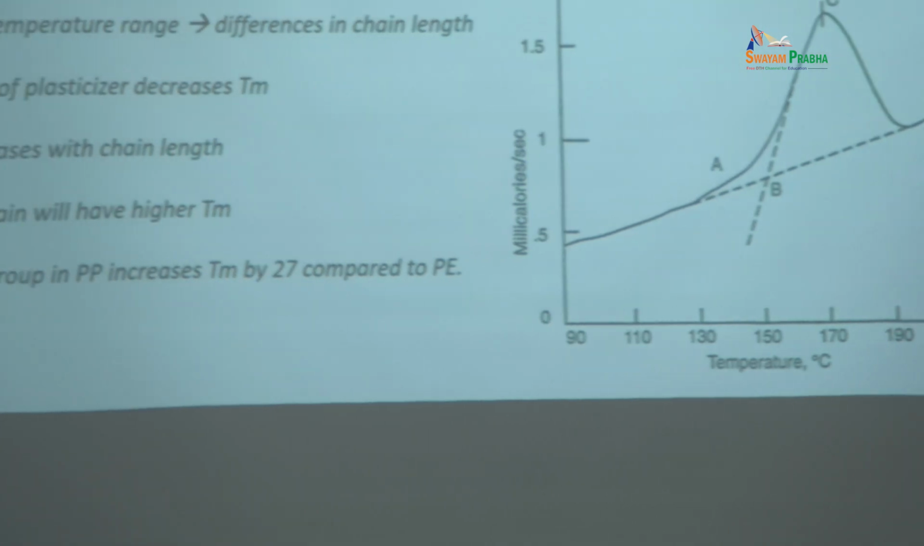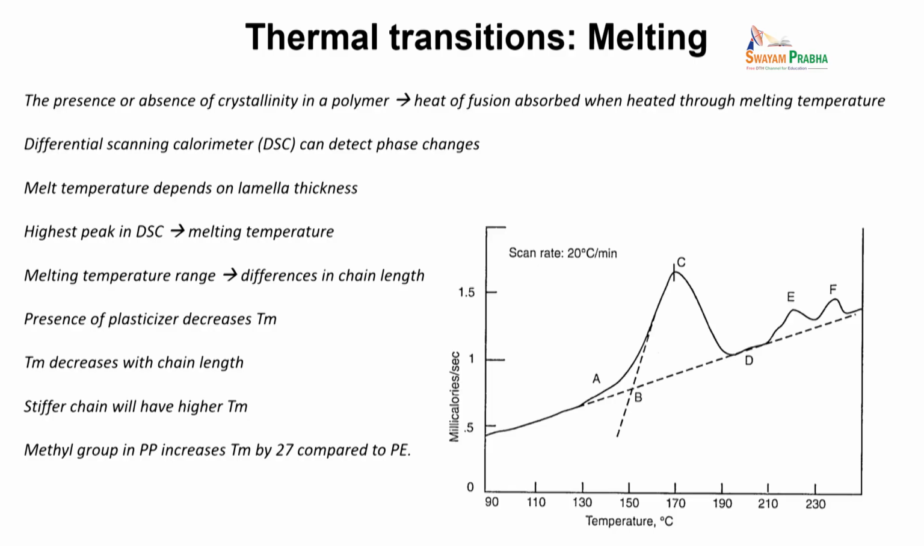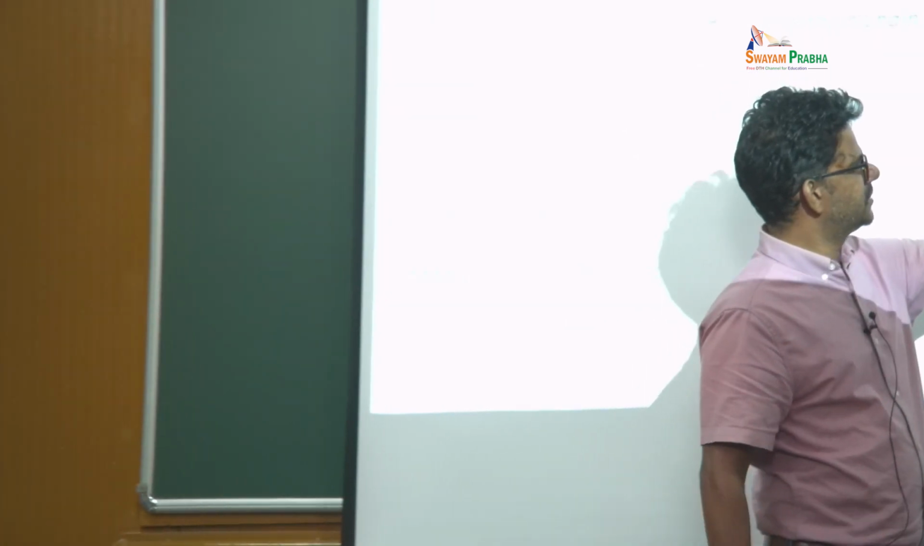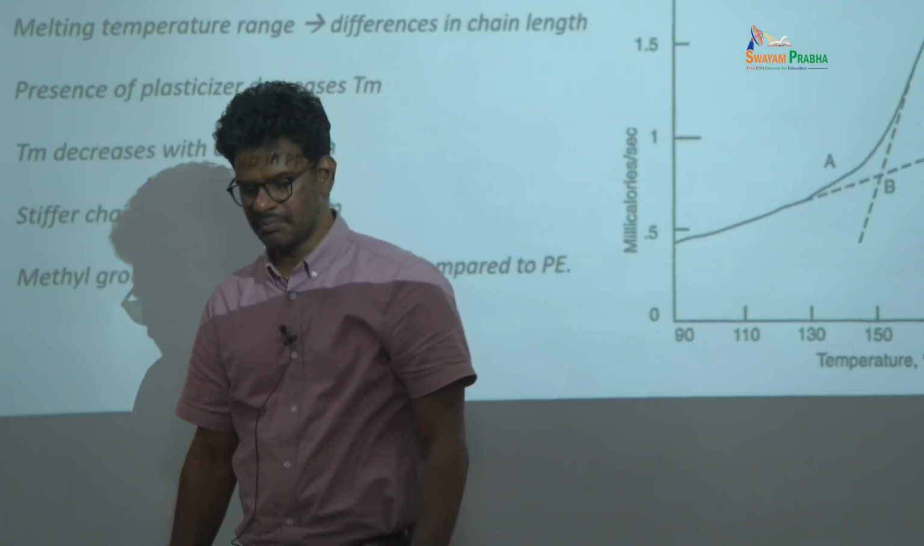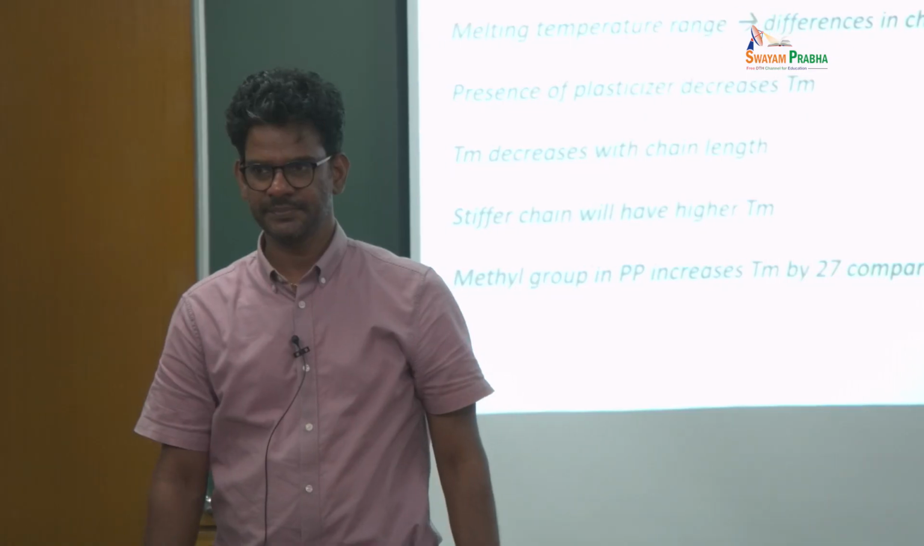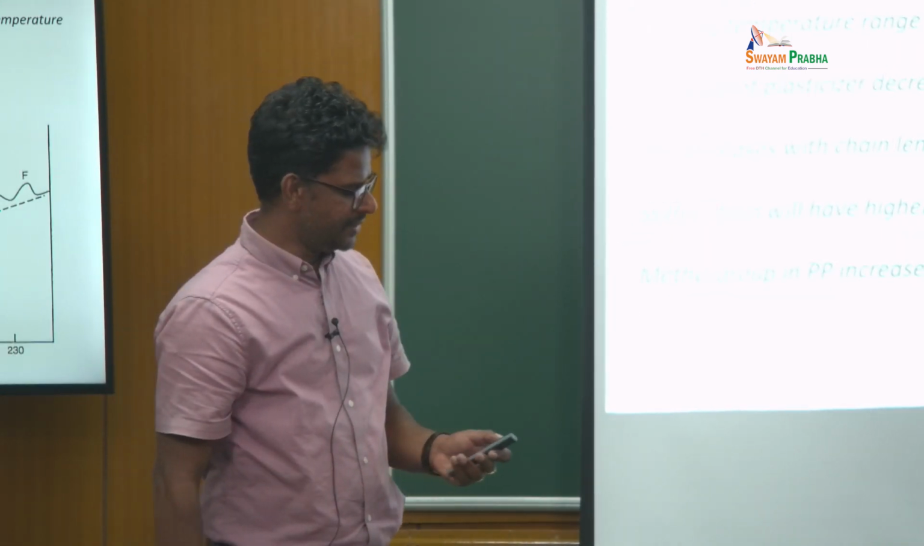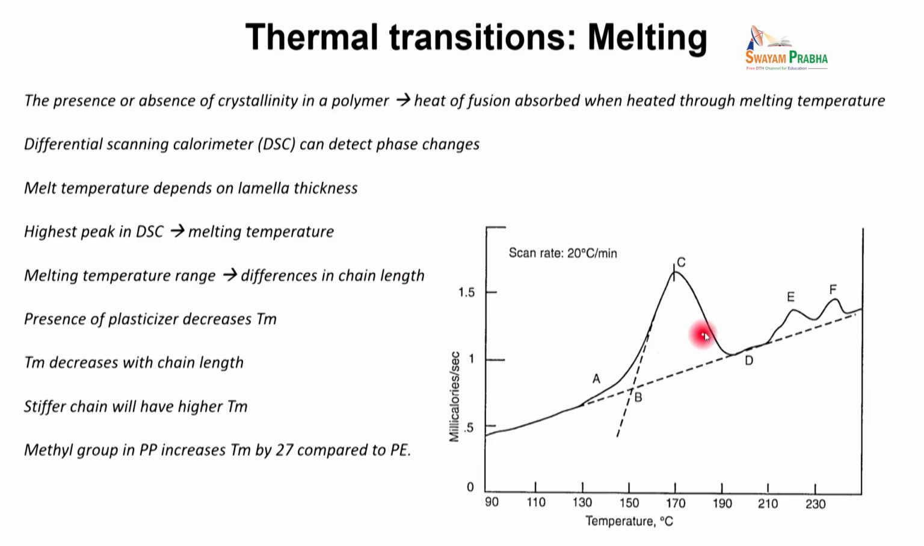So usually you do this kind of differential scanning calorimetry, or DSC for short. You look at these kinds of peaks, and the temperature of the biggest peak is usually referred to as the melting temperature. Even though there is going to be a range of temperatures, for practical reasons we mention the temperature corresponding to the biggest peak as the melting temperature.